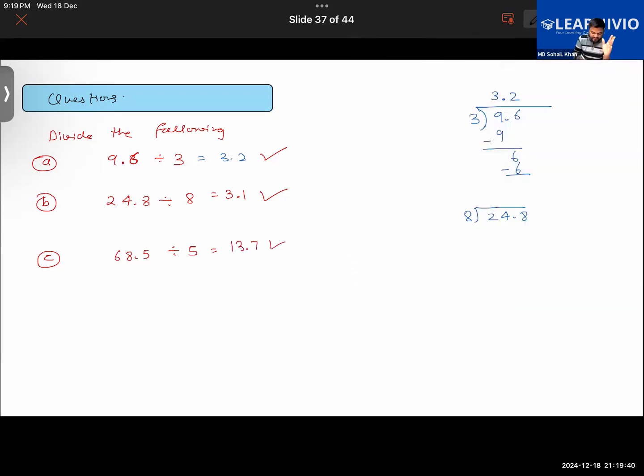Okay, let's take some different questions now. Divide the following. Question number A, I'm going to give a simple question first. Say you have 2.7 and you're going to divide it by 0.3. Question number B would be 15.75. You have to divide it by 3.5. And take one more question. You have 4.16 and you are going to divide it by 0.8.